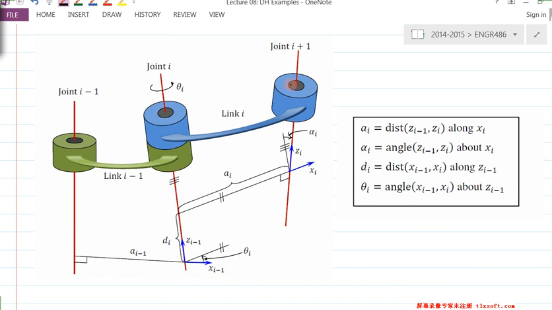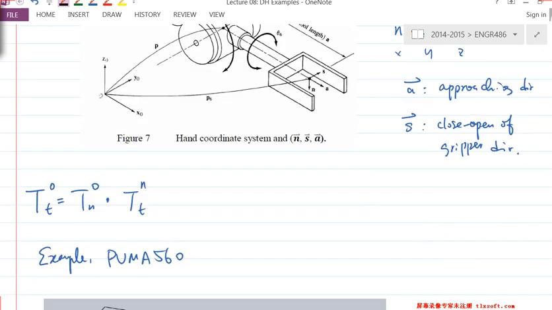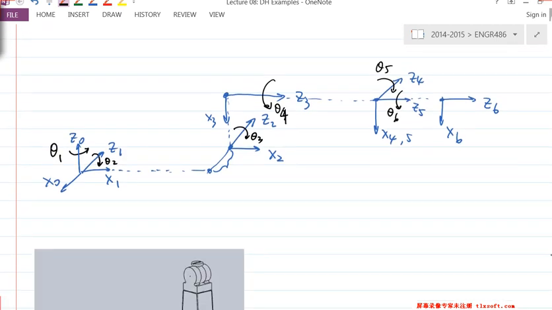More specifically, the distance from here to here is A2, from here to here, D2. From here to here, it's A3. And from here to here, it's D4, because that's the distance between the two x-axes. And from here to here, this is D6. That's the dimension, basically. When you have a robot, you measure this. You have the dimensions here.